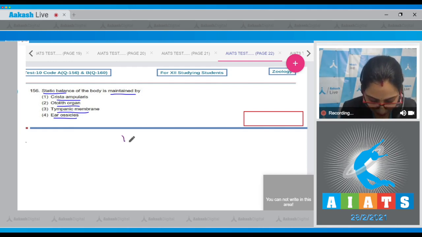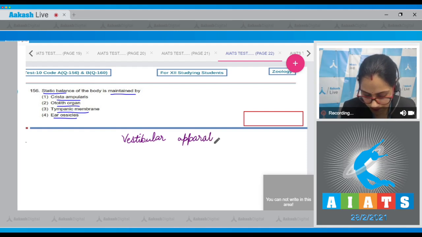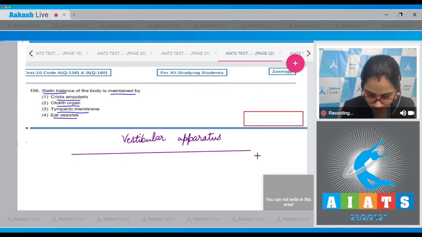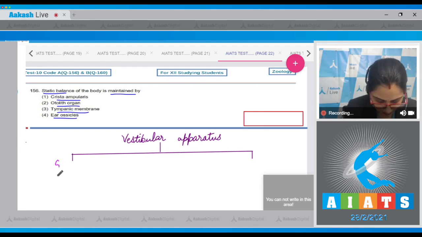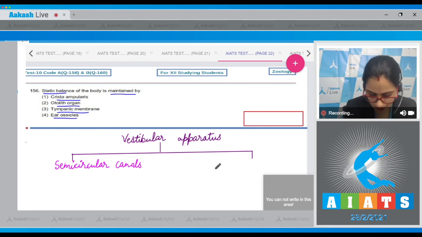Balance of the body is maintained by the vestibular apparatus that comprises semicircular canals and otolith organ.